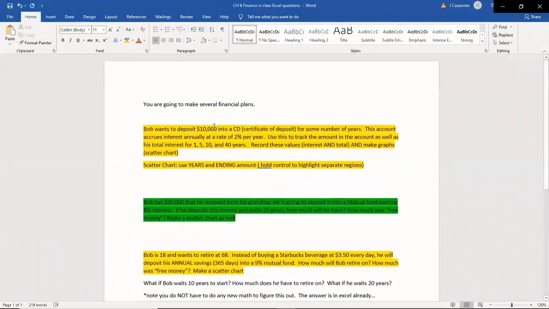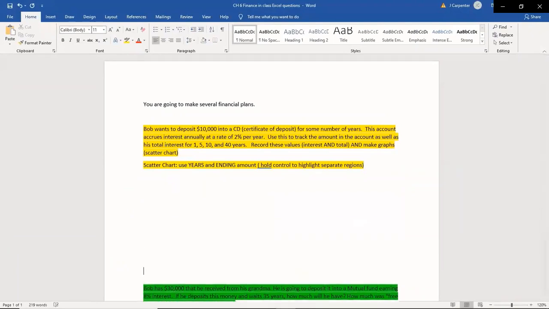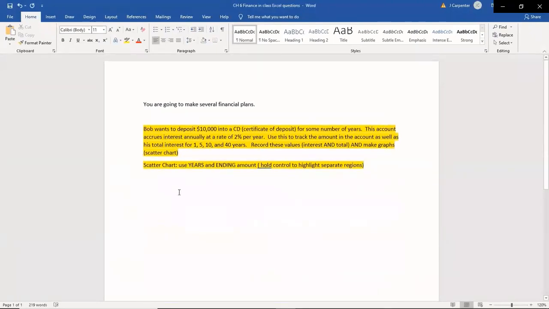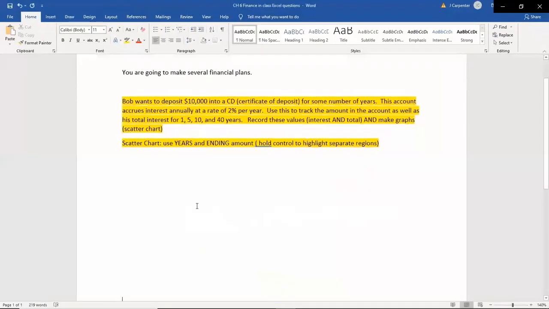All right, so Bob wants to deposit 10,000. We're going to do these three examples. They're just highlighted in different colors to show the different examples. So yellow is 1, green is 2, and then the other yellow is 3. So let's just bump these off. And we're going to make some financial plans. Bob wants to deposit $10,000 into a CD for some number of years. This account accrues interest annually, so nothing new yet, at a rate of 2% per year.